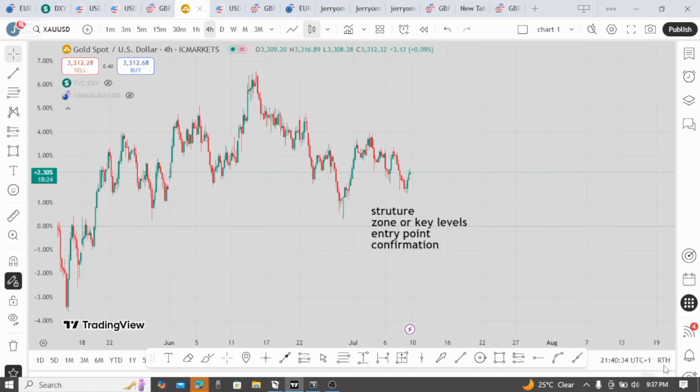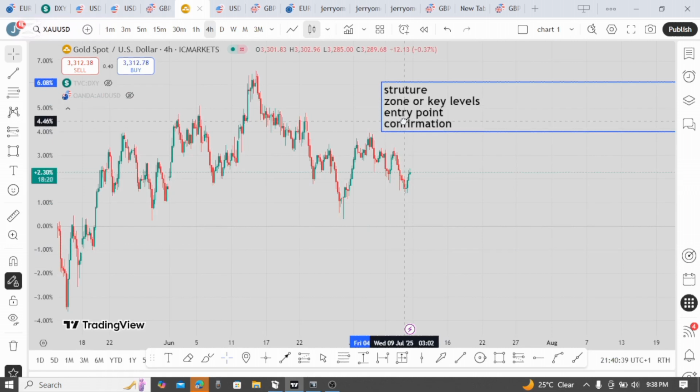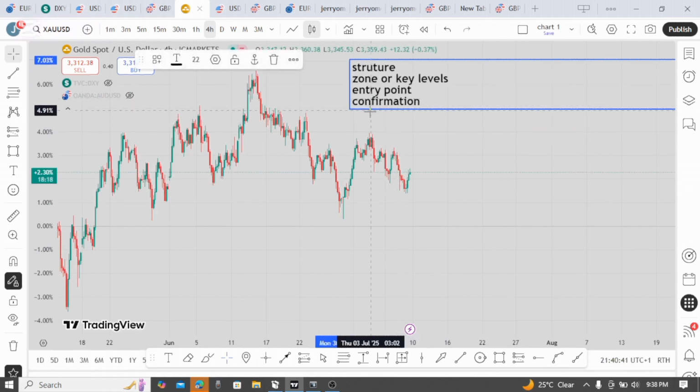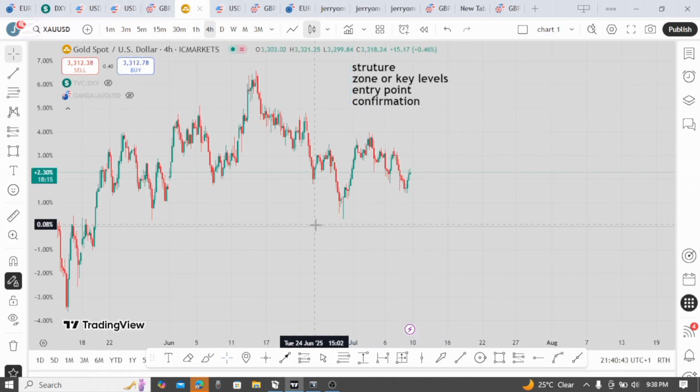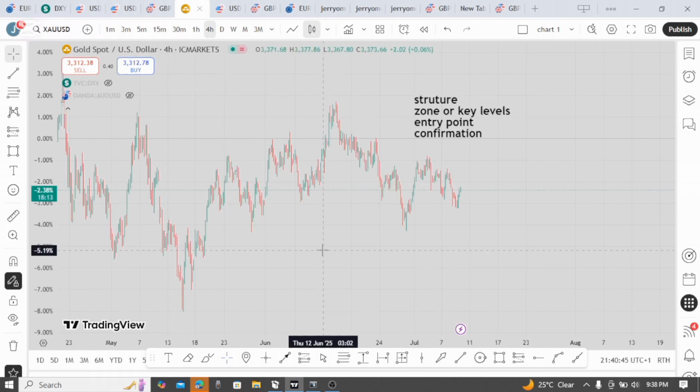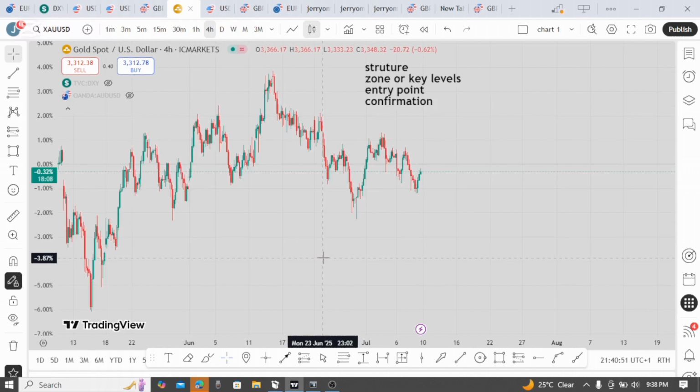Now what we are going to work on is zones or key levels. I told you there are zones or key levels based on the retailer's concept and also the institutional concept. I'm taking you through the institutional concept, then I will show you how to see entry point and confirmation based on the institutional concept also.